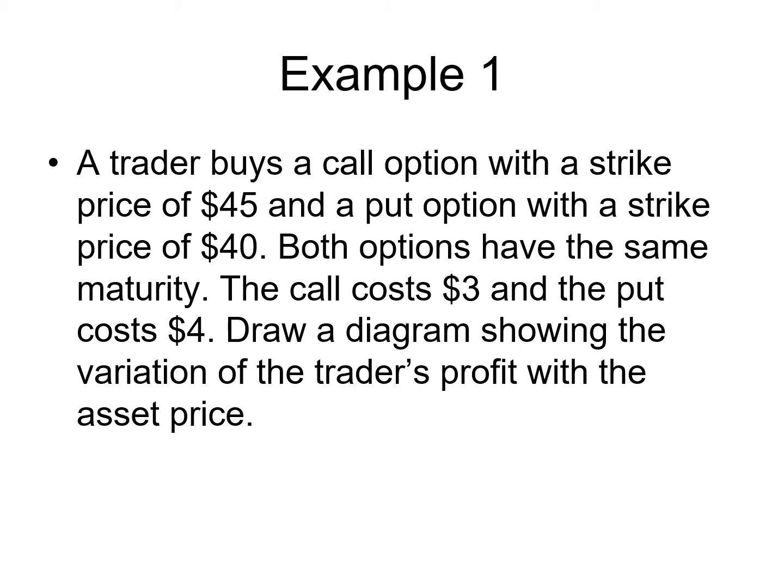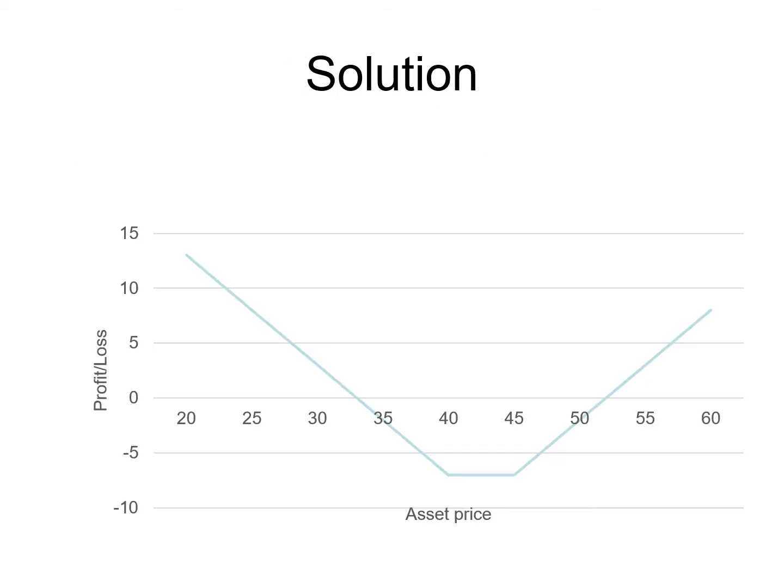Example 1. A trader buys a call option with a strike price of 50. Here is the graph of the solution. The cost of the call option is $3 and the put option is $4. Together, the total cost is $7.